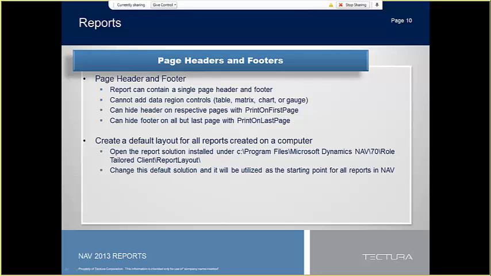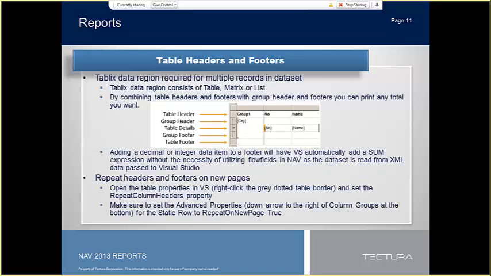A possible workaround to this limitation is to format a report layout default per client install. How do you do this? Open the report solution found under NAV Client Programs directory, modify it, and save it. Remember to do this on each client utilized for report development, or save it to all the machines that do. This custom report solution will be the starting layout for all reports moving forward.